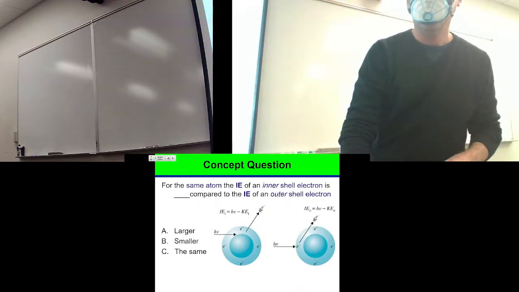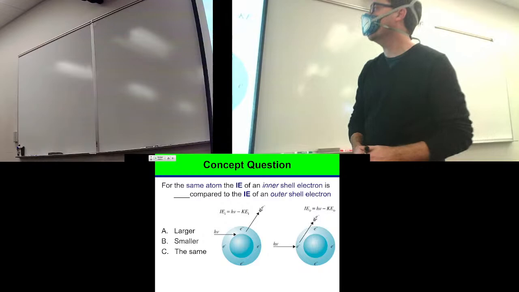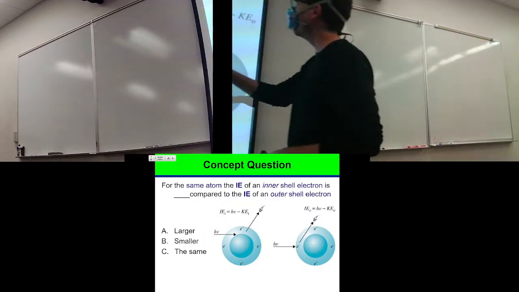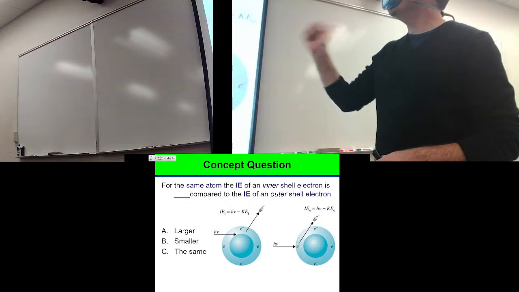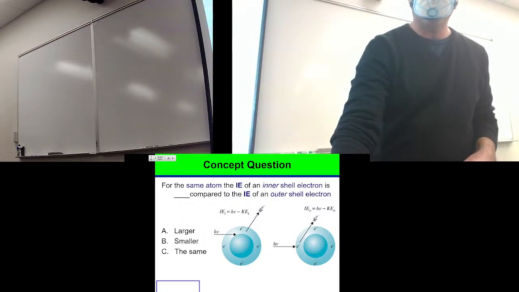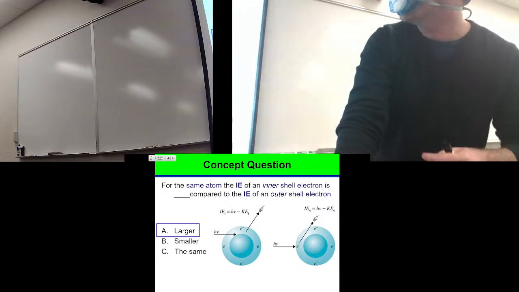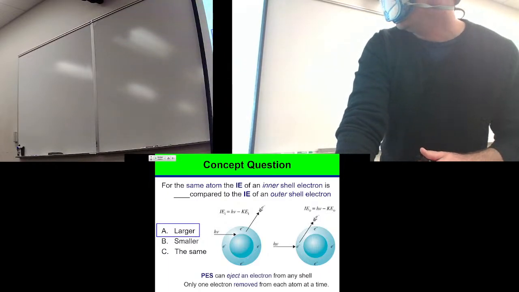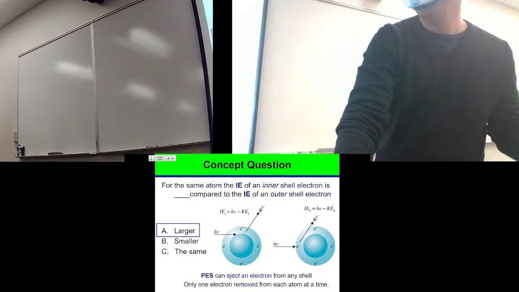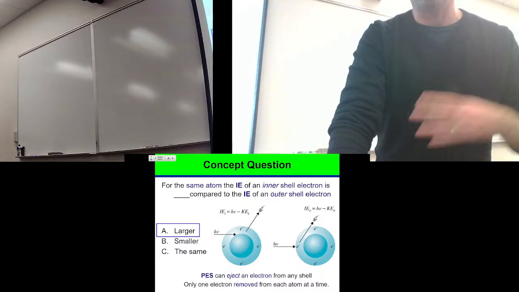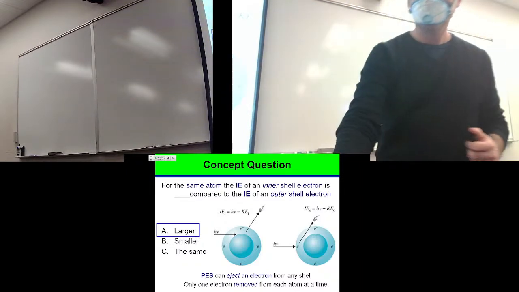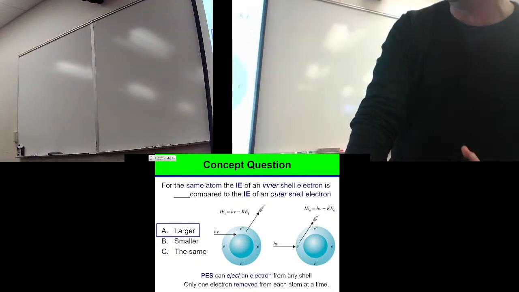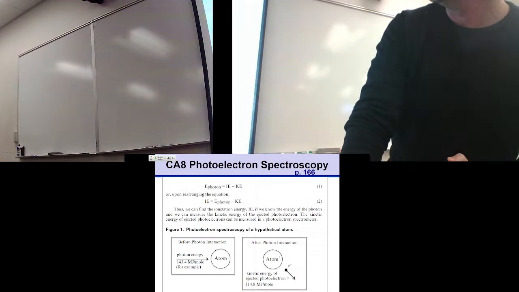All right, so we talked about this. The outer electrons have a lower ionization energy. The inner electrons have a much higher ionization energy. So inner ones are larger ionization energies. But photoelectron spectroscopy can remove any one of these electrons. We're not stuck with just the outer shell, which is what the ionization energy data we saw before was. So we went through this.